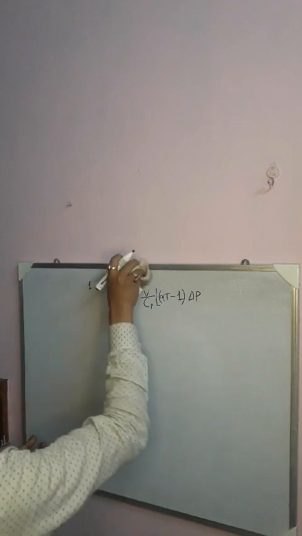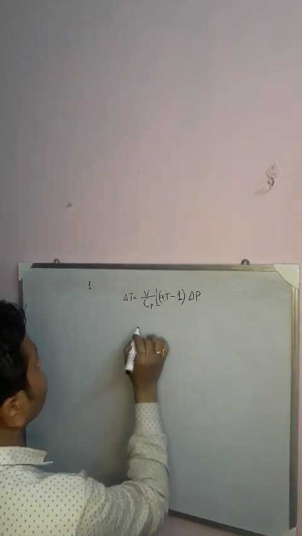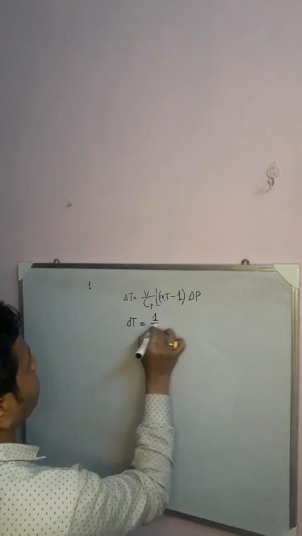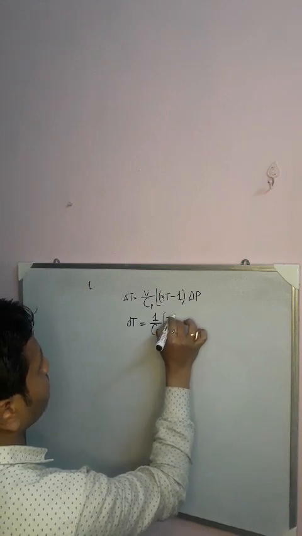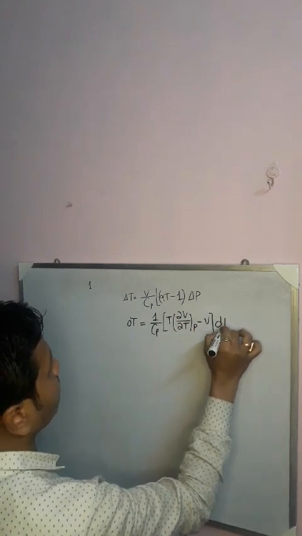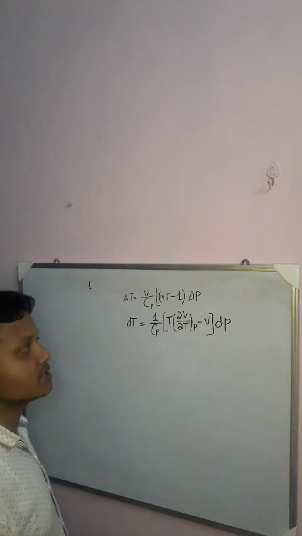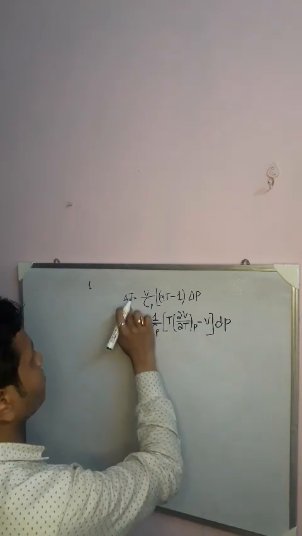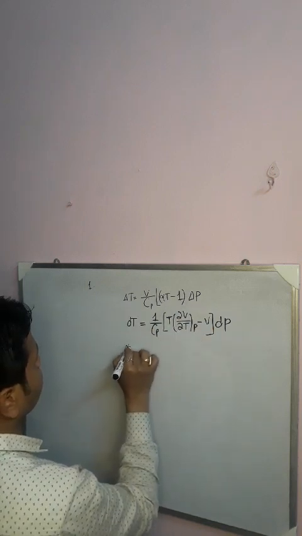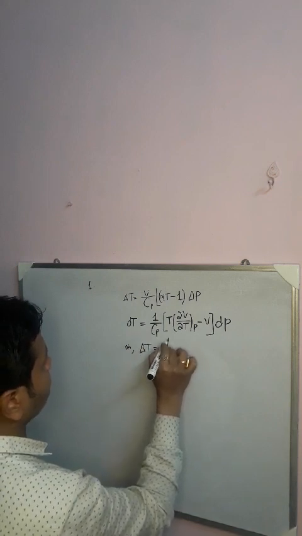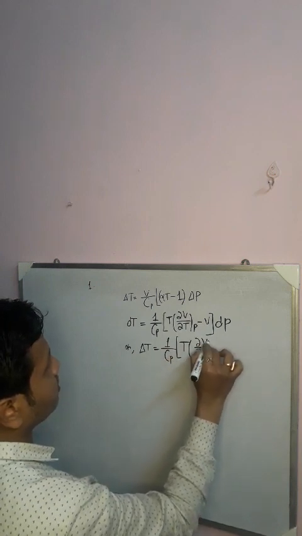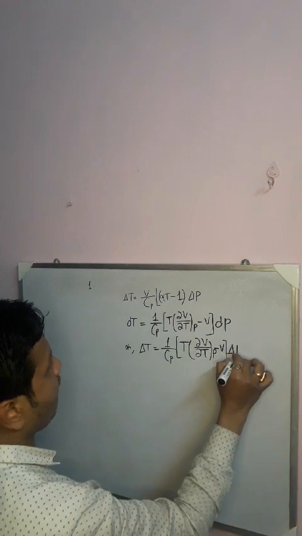So we can easily write the Joule-Thomson coefficient expression, where dT by dP equals 1 upon Cp, T del V del T at constant pressure minus V. Now when the pressure and temperature differences are very small, this can be replaced by delta, that is del T del P. So we can write del T equals 1 upon Cp, T del V del T at constant pressure minus V, into del P. Fine.